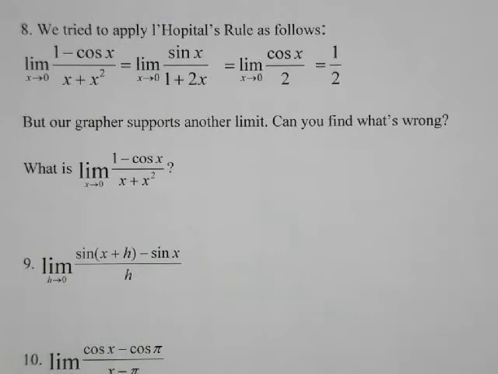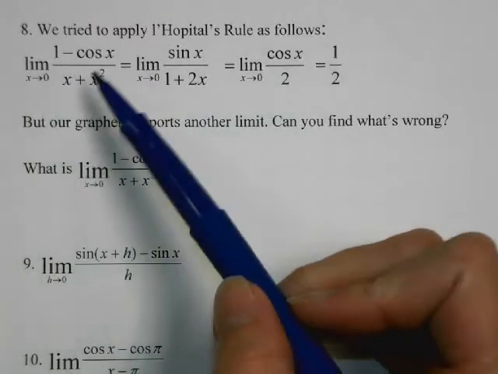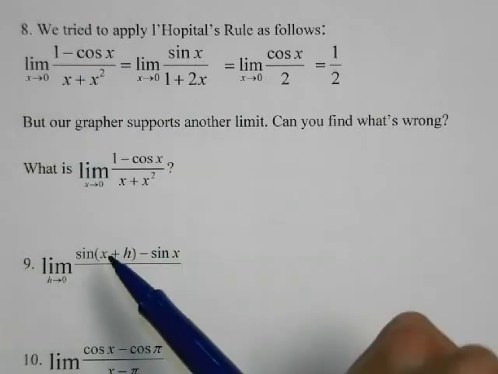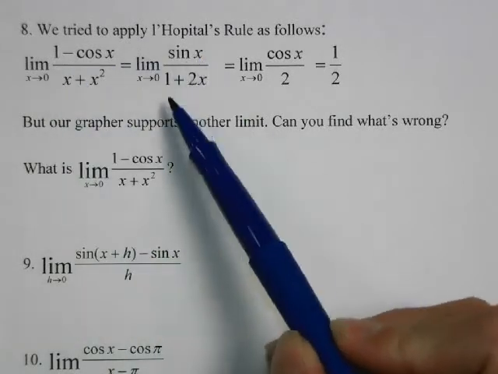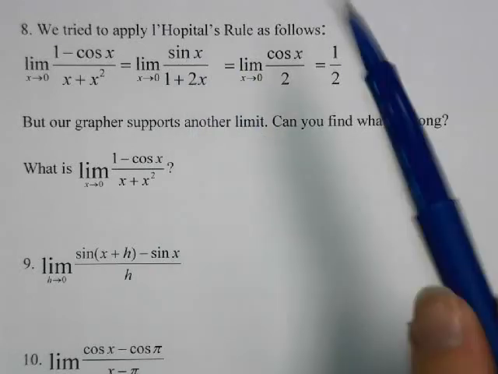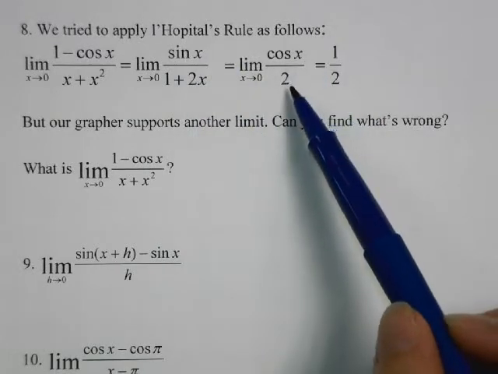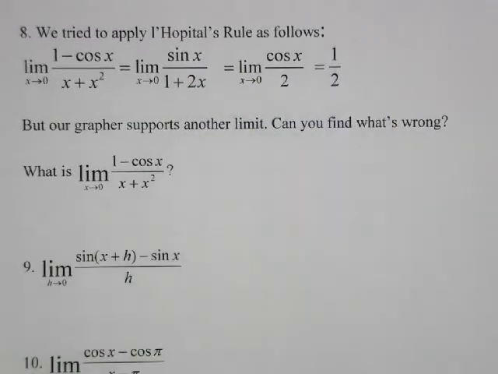Alright, so let's look at this problem here. We have the limit as x goes to 0 of 1 minus cosine x over x plus x squared. So the derivative of that is sine over 1 plus 2x. The derivative of that is cosine over 2, which would be 1/2.